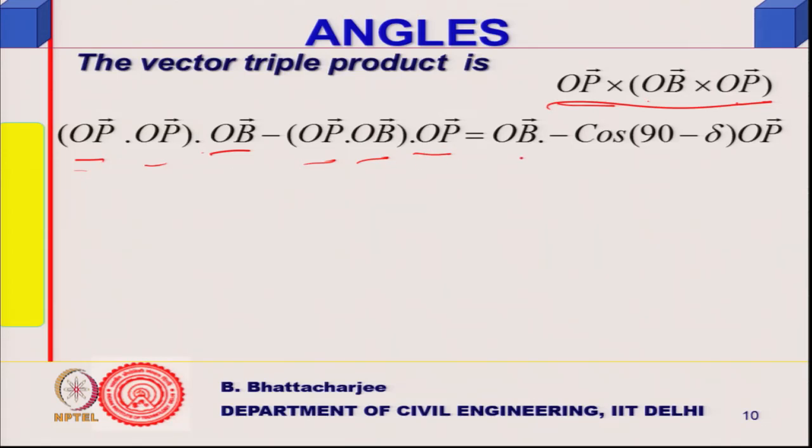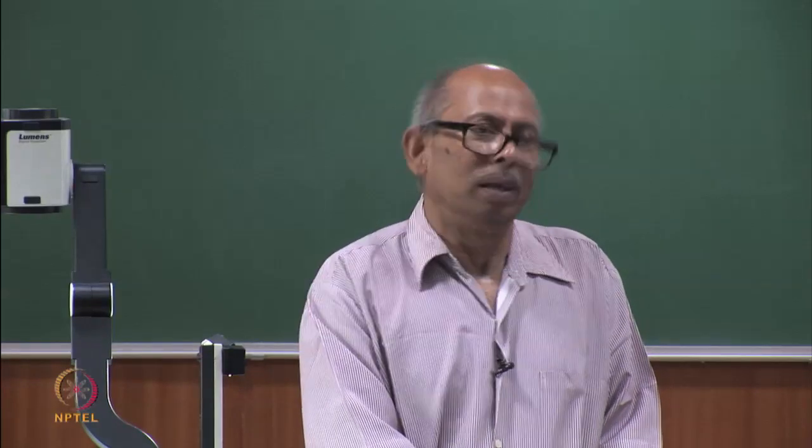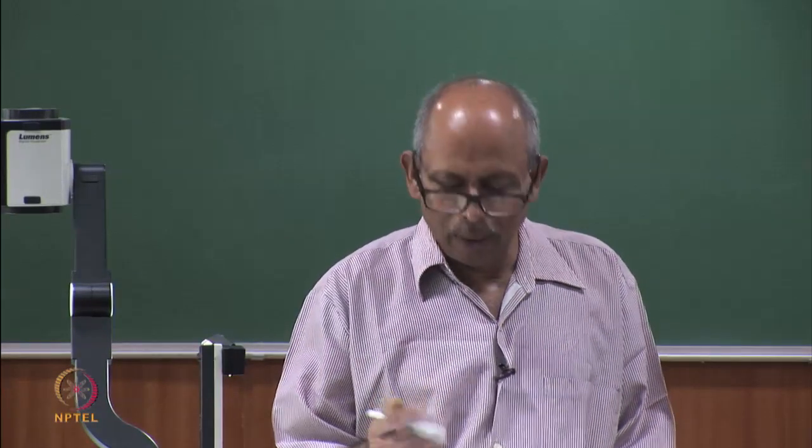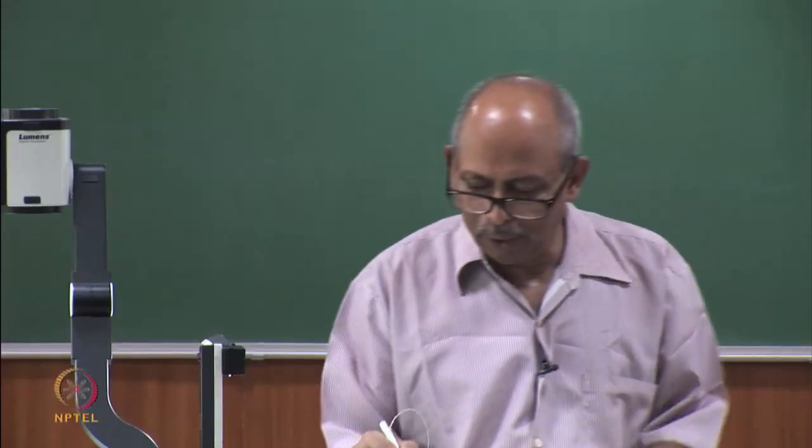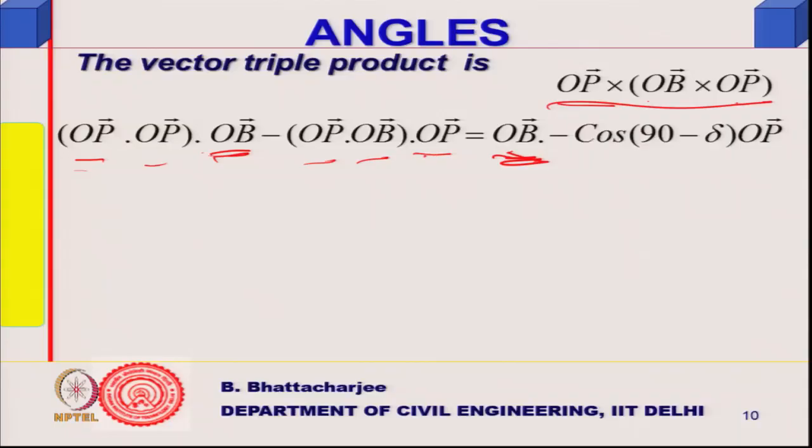So this is basically, OP dot OP is how much? It is 1, because cos 0 is 1. So this is nothing but OB. The dot product of a vector on the same vector is cos 0, which is 1, and it is a unit vector. So it is 1. So this is OB, and what was the angle between OP and OB? OP was the north pole, B was the sun.